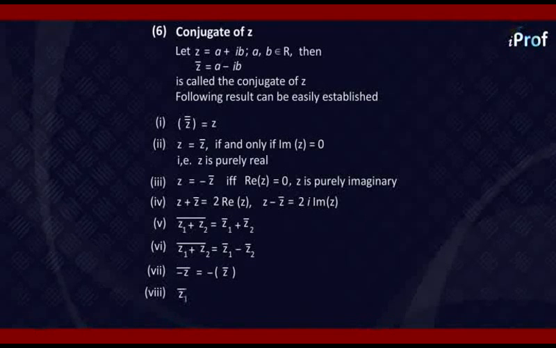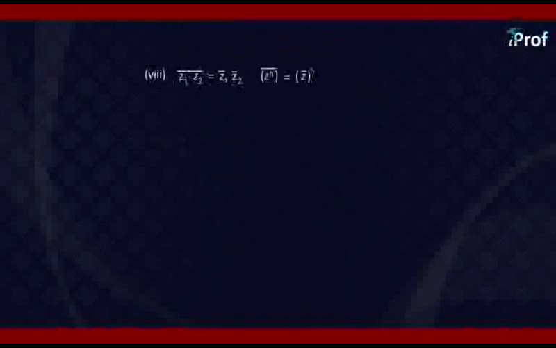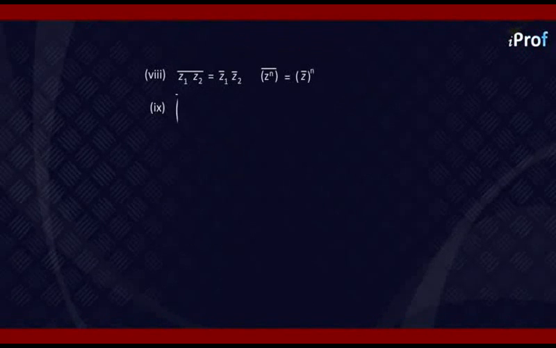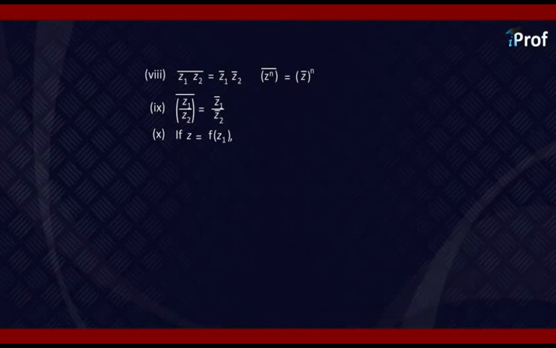Next, z1 into z2 whole bar is equal to z1 bar into z2 bar, which can result into z raised to power n whole bar is equal to z bar whole raised to power n, and z1 upon z2 whole bar is equal to z1 bar upon z2 bar. If z is a function of z1, then z bar becomes the function of z1 bar. All these results can be very easily established from the definition of the conjugate of a complex number.